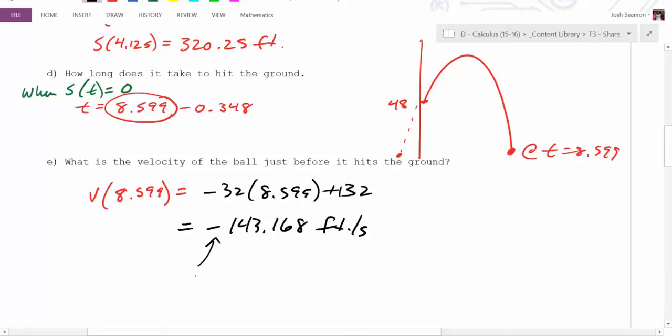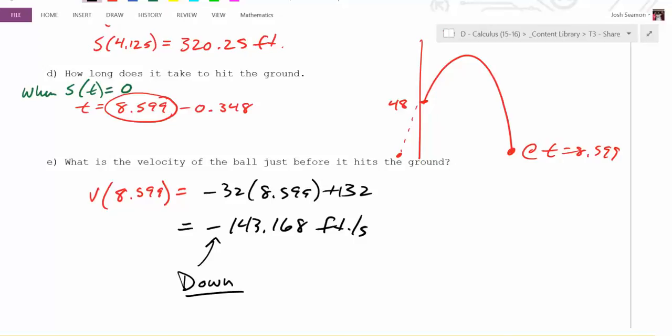So why is it negative? Because it's going down. It's going down, yeah. And 143 feet per second, does anybody know how fast that is? That's pretty fast. I think 88 feet per second is 60 miles an hour. So it's like almost 100 miles an hour. That's pretty fast.